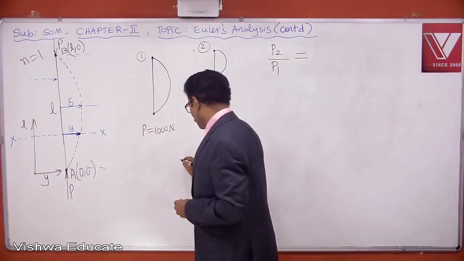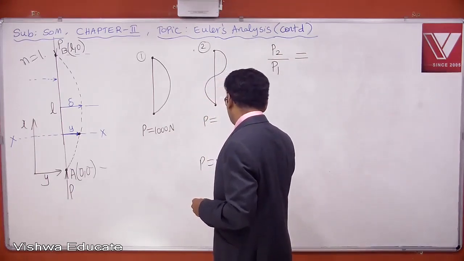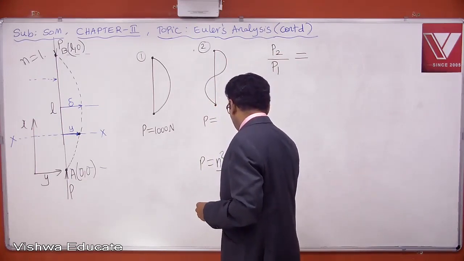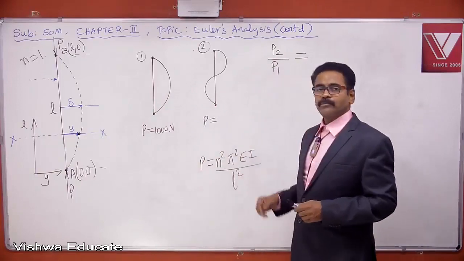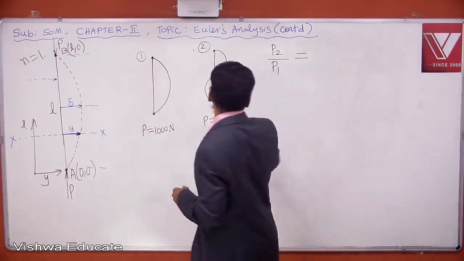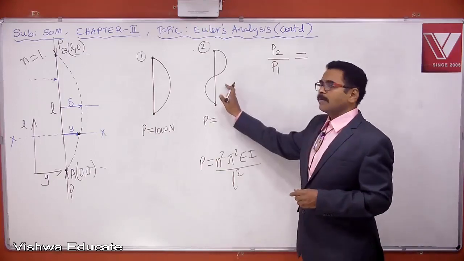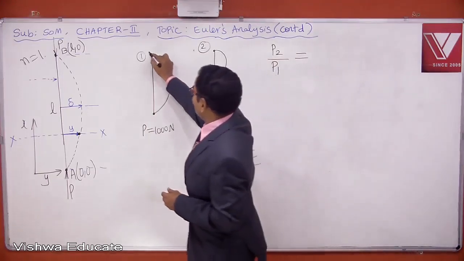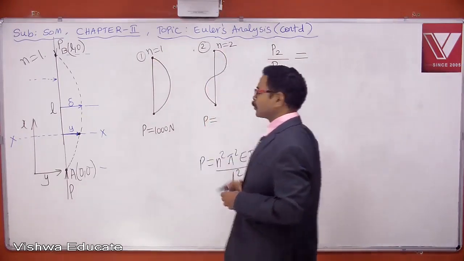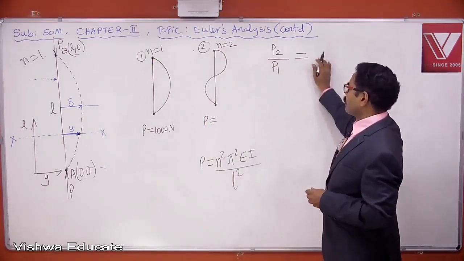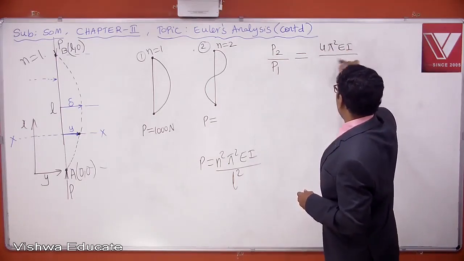The formula is P equals n square pi square EI by L square. For the first column, what is n? 1. So the critical load is pi square EI by L square. What is the mode number for the second column? Okay, I am writing here. For this column n is equal to 1. For this column n is equal to 2. What is the critical load of the second column? 4 pi square EI by L square.